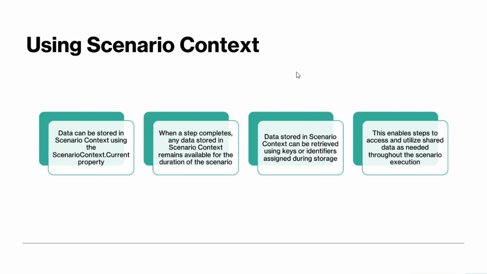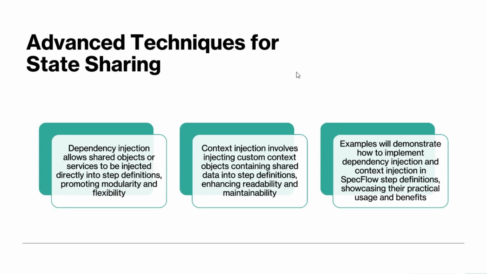In the scenario context, you can store a string or you can store a complex object. When we say complex object, you might have user information with multiple fields. So you can define your own collection, or your own class, which you can store. This enables a step to access and utilize shared data as needed throughout the scenario execution. We will create some examples and discuss in more detail. Let's go with the theory first, and then we will go with the practical.